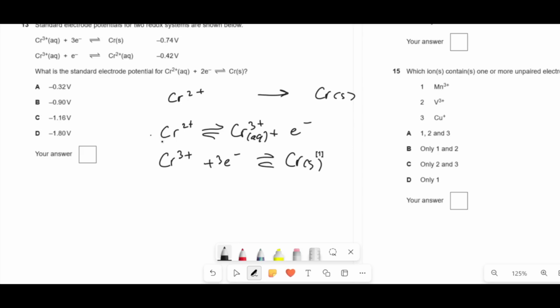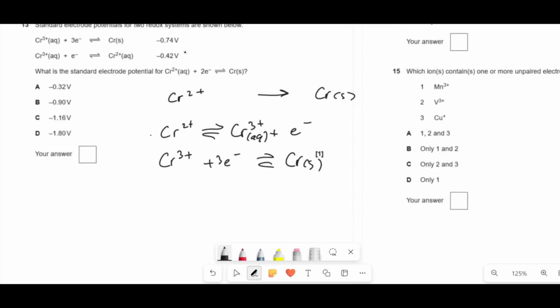So if we were to combine these, you would have 3 times all of this. You'd have 3 Cr2+ and 3 Cr3+ gives you Cr3+ and Cr3+ on the other side as well. That's 3. But can you see how they're both on both sides? So they cancel out, and then you have Cr solid. So that fits the bill with what we want. And even though you don't really have to do that, because you know you start with Cr2+, you're going that way and that way.